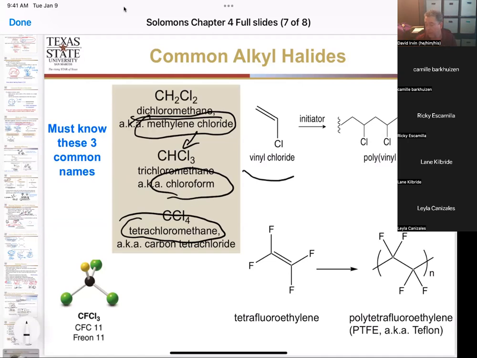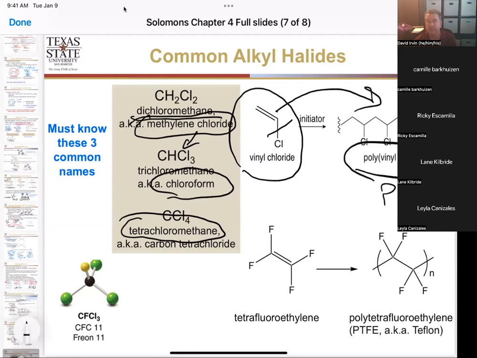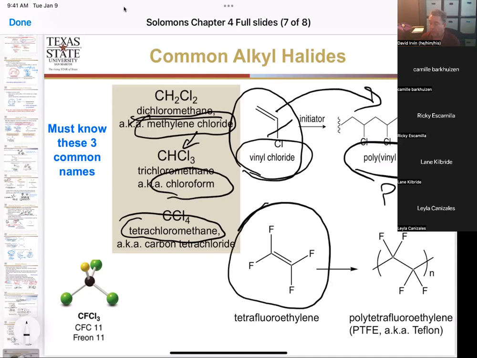Other cool ones are this one right here. Remember that the CH2 with a double bond, the C2H3 group, is called the vinyl group. Let's hook a chlorine on that and you get vinyl chloride. It's very important because this is what we can use to make the polymer called polyvinyl chloride, or PVC. It's a very common polymer that's used in piping and hoses. But the common name is vinyl chloride for the C2H3 chloride.